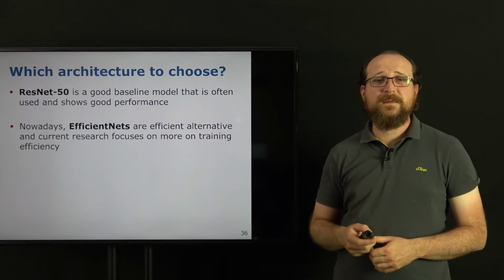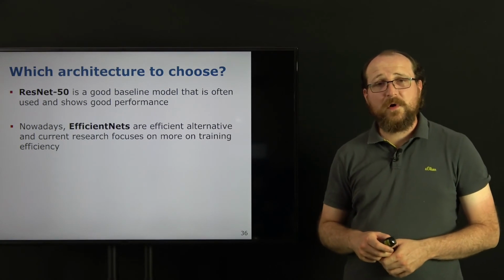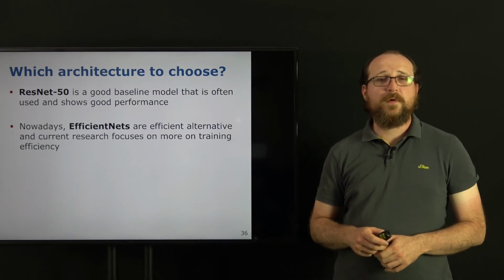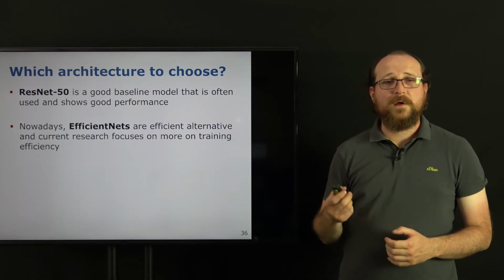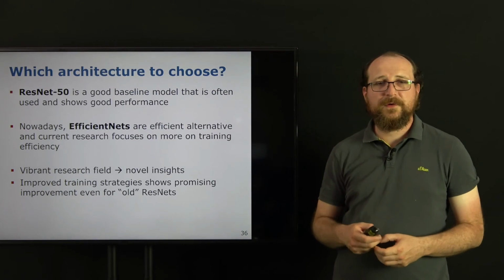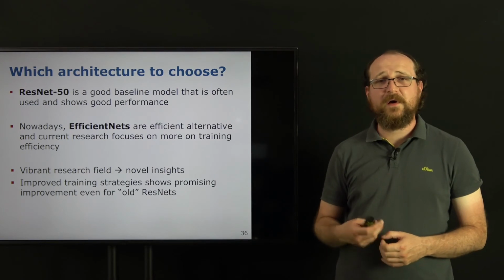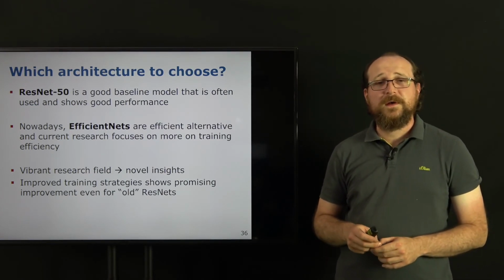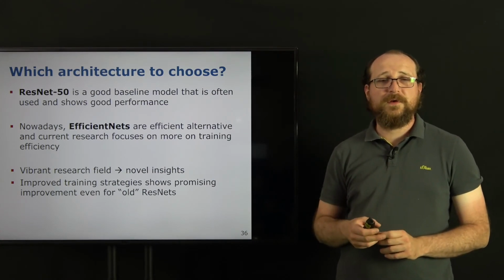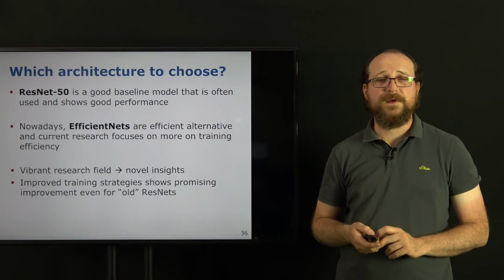And nowadays maybe EfficientNets are a good starting point when you specifically want small models in the end. The current research also focuses more on more efficient training. So you always have to look out for what's happening in the research, because it's a vibrant research field, producing maybe new insights every day about how to train and how to structure networks. And it can also be shown that by using these improved training strategies, you get promising improvements even for the old ResNets in the end.